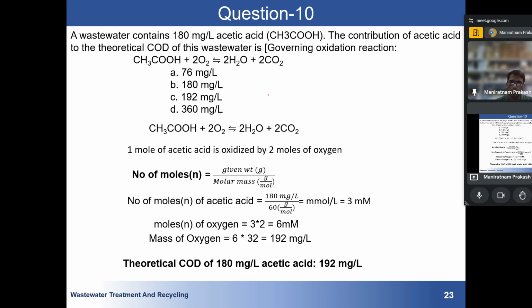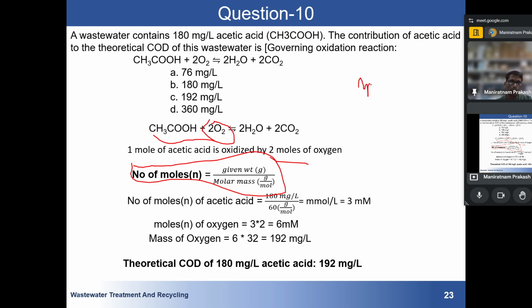From this equation you can see that 1 mole of CH3COOH is consuming 2 moles of oxygen. So 1 mole of acetic acid is oxidized by 2 moles of oxygen, and we know that number of moles is given by given weight divided by molar mass. So the number of moles of acetic acid will be 180 milligram per liter divided by the molecular weight of acetic acid, which is 60. So it will be 3 millimole per liter.